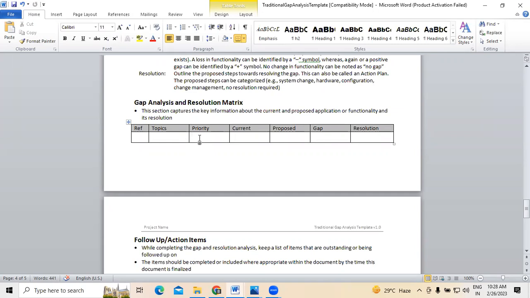This is used when we are implementing the project, not now. Whenever we are writing the functionalities and all, priorities have to be identified.